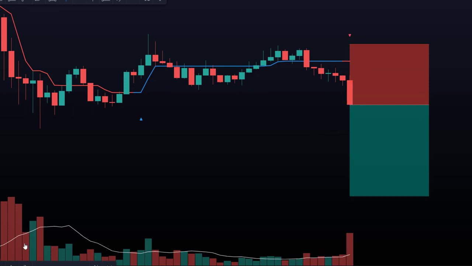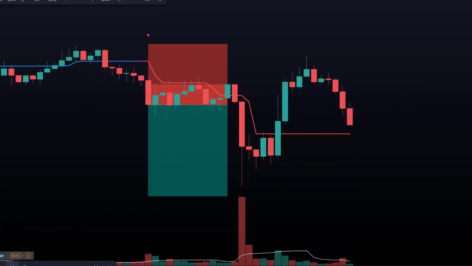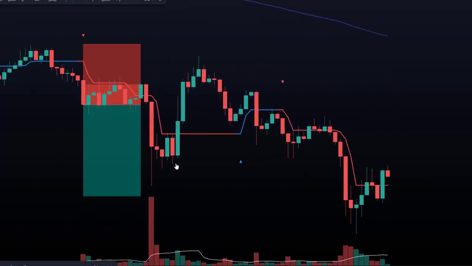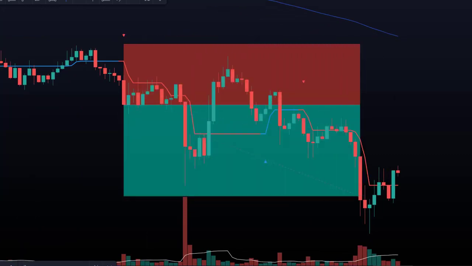Now let's see how this sell position closes. This position also closed in profit. It took a little longer than an hour, but it did close in profit. So you can also make money with this strategy when the market is falling.